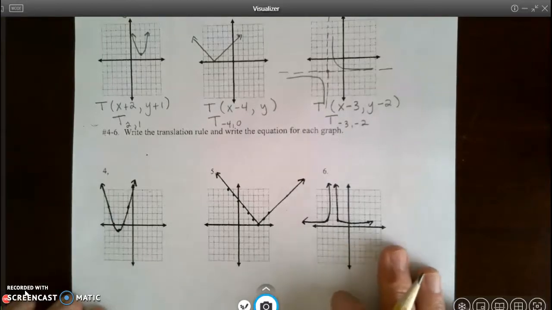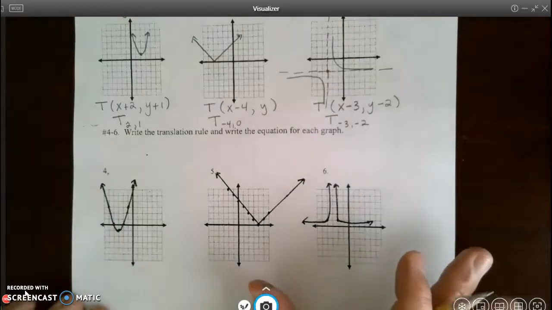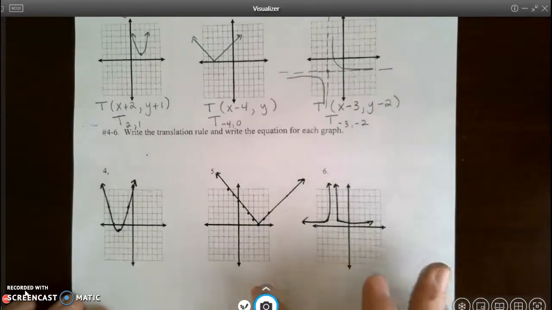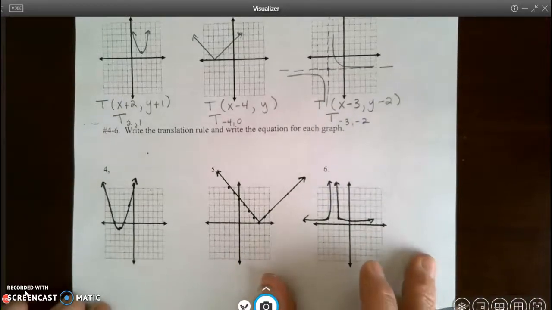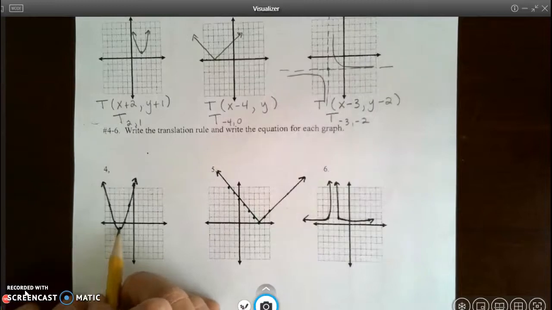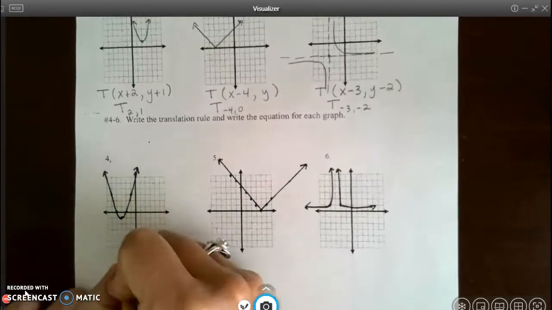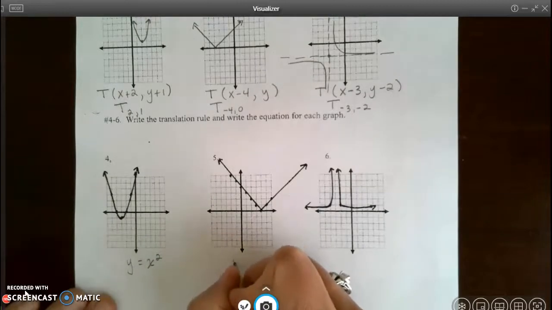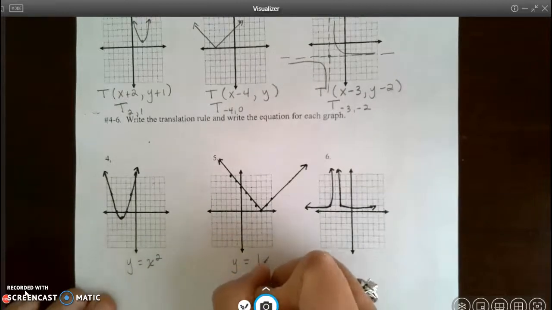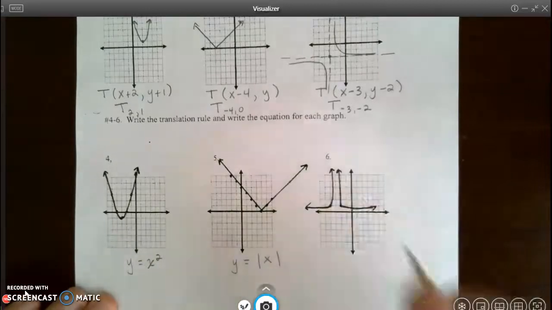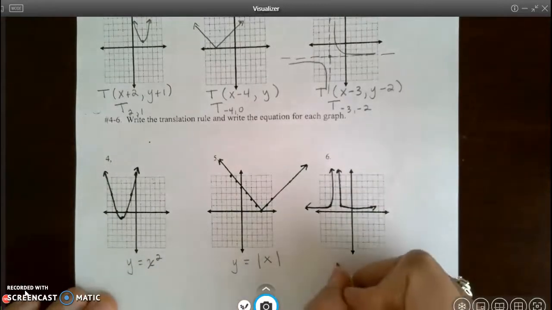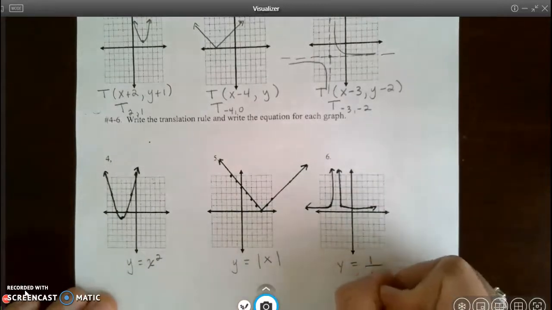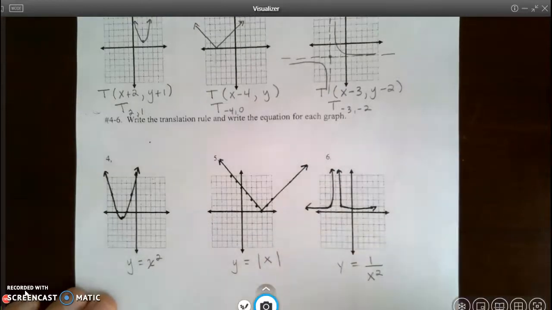Right. Now down here in numbers 4 through 6, I'm asked to write the rule and the equation for each graph. So again, the first thing I always do is figure out the parent. So when I look at this, I can tell it's a quadratic. I know that it's going to be y equals x squared. This is a V-shaped graph, so it's going to be y equals the absolute value of x. And this is going to be y equals 1 divided by x squared.